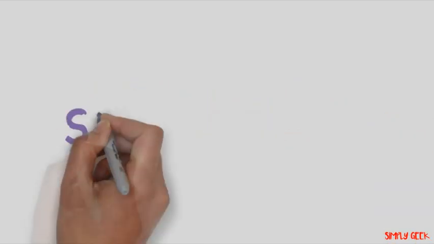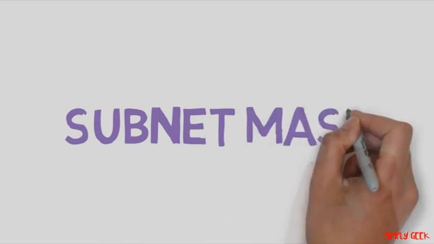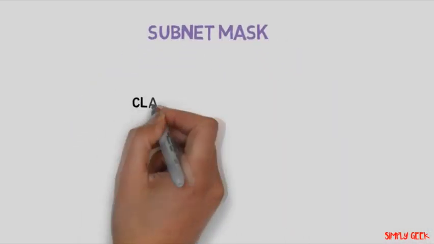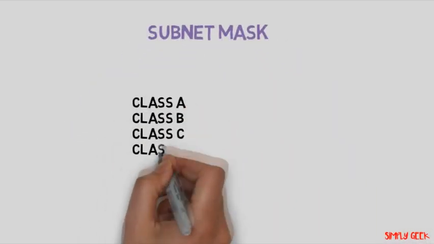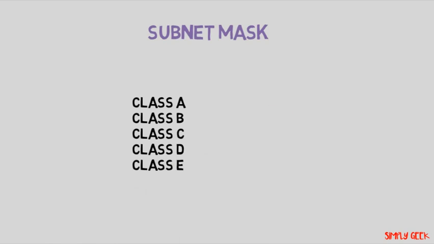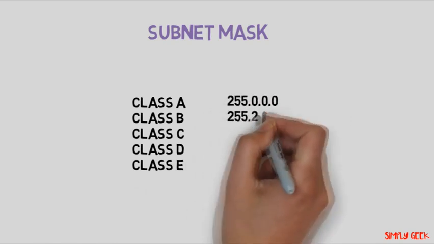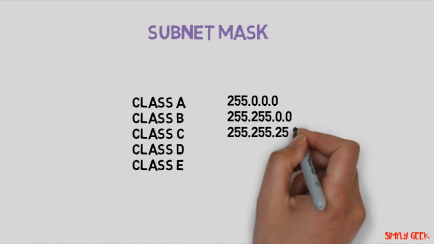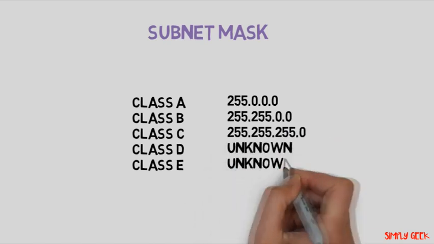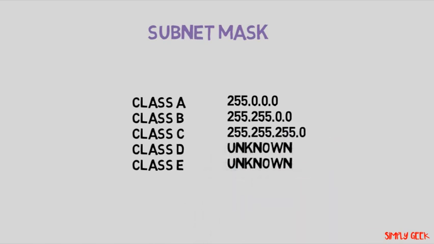In order to use the IP address, we need to know about the subnet mask. The subnet masks for class A, B, C, D, and E are these. The subnet masks for class D and E are unknown, as they are used for research and military purposes. So what is a subnet mask? It is a very important field that says which class an IP address belongs to and gives more meaning to an IP address.